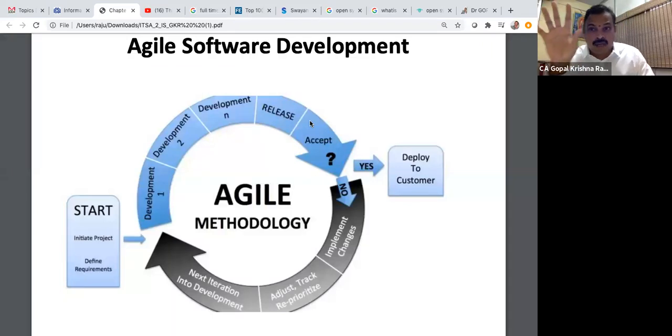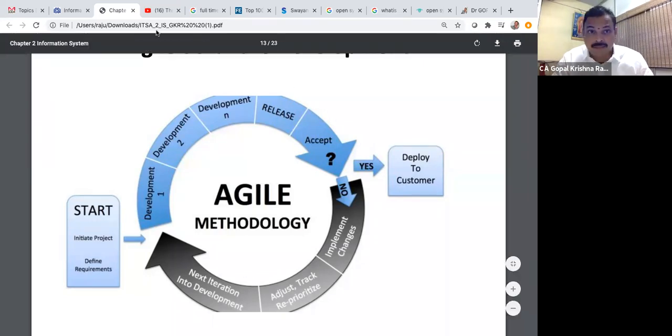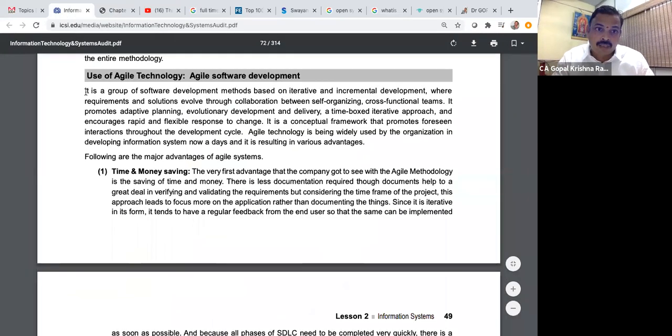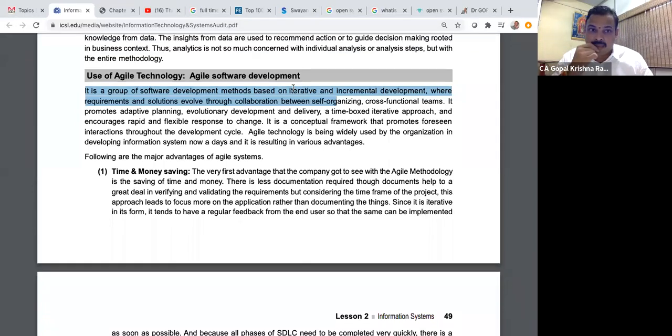He will say, okay, all those are right, but I think two more have to be changed. So again, go over, implement changes and then do it. Ultimately, the customer will agree to it. So that is called agile software development. Now, please look here. It is a group of software development methods based on iterative and incremental development, where requirements and solutions evolve through collaboration between self-organizing, cross-functional teams, and also with the customer.